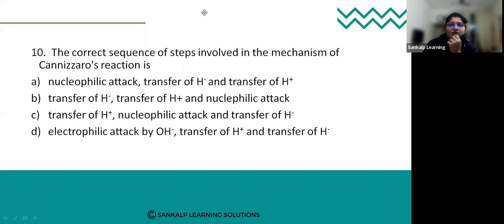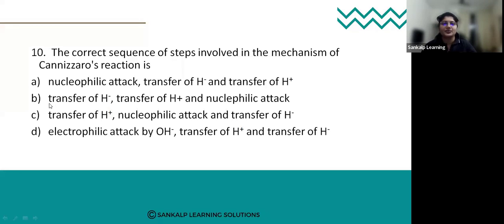Yes. So in the last class, we started with aldehydes, ketones, and carboxylic acids, right? We solved some 9 questions. So today we are going to continue with the same. So let us start. This is the 10th question.